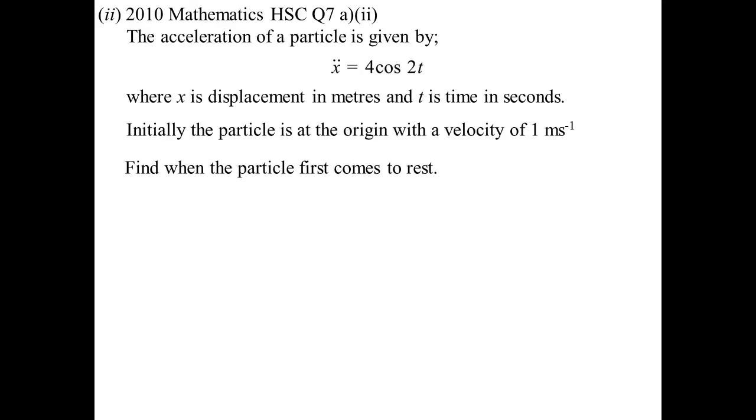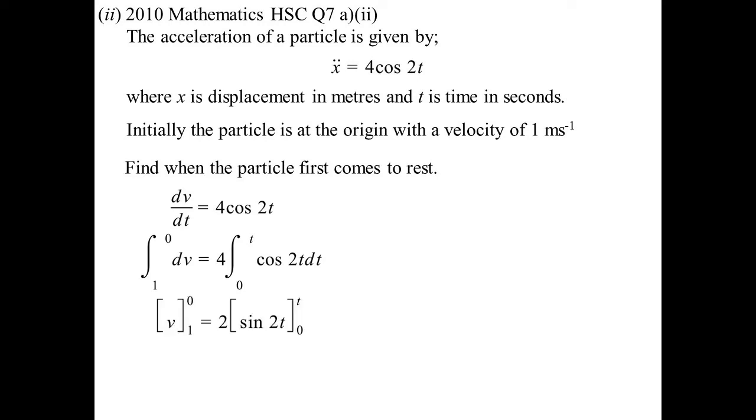Acceleration of a particle, there it is, 4 cos 2t. Standard stuff, x is displacement in metres, t is time in seconds. Initially, we're travelling with a velocity of 1 metre per second. When does the particle first come to rest? Okay, well, I'm going to write acceleration as dv/dt. Then I can separate the variables out. They've told me when t equals 0, v is 1. We want to find when v is 0.